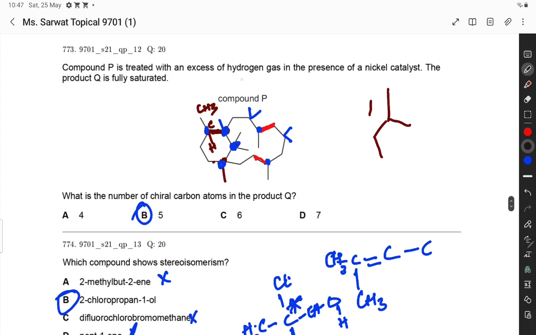Compound P is treated with an excess of hydrogen gas in the presence of a nickel catalyst. The product Q is fully saturated. What is the number of chiral carbon atoms in the product Q?